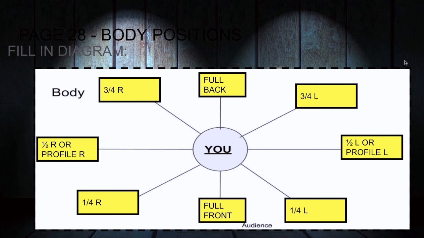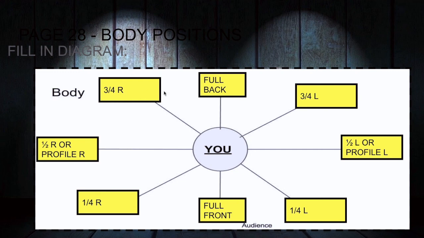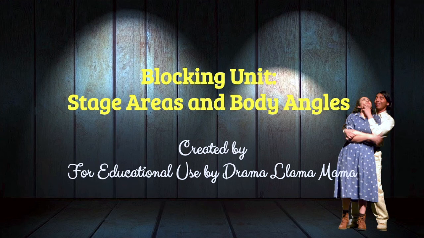The best way to cheat out when you're thinking about blocking, and when a director says, I want you to cheat out, they want you to try and put your body angle in that profile, quarter, full front, quarter, or left, okay? They want you to be here. The only time it's usually okay for you to be in this back section is if you're possibly doing some stage violence, where you need to hide some things, or you're exiting, you're no longer in the scene, things like that. Well guys, that is part 1 of the blocking unit, stage areas and body angles.